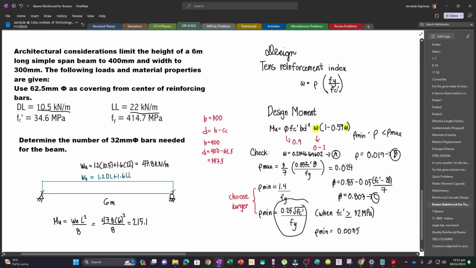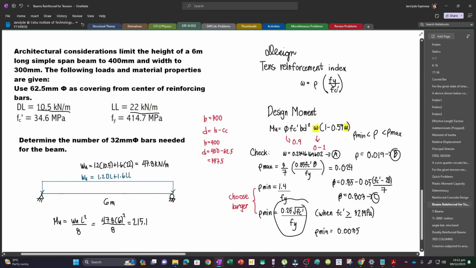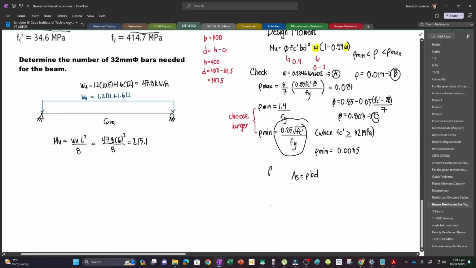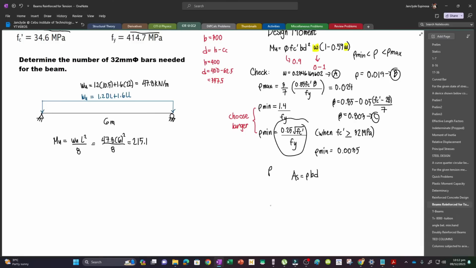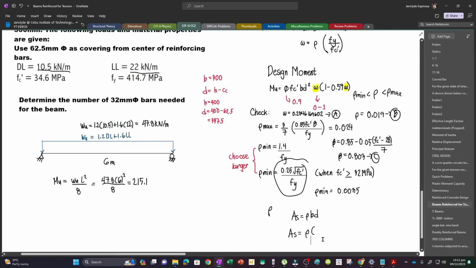And so we fall into this condition. So we will use our rho. And then after which, since we now have rho, we can calculate for As. Right? As is equal to rho b d. This rho is your steel ratio. So As is equal to rho times, again, this rho is stored in B. So I will just recall B.